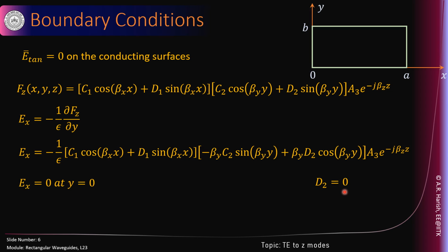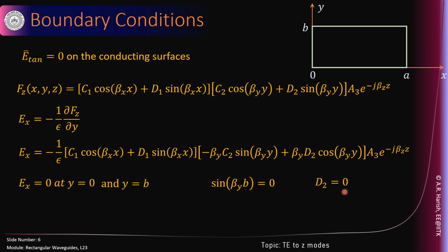This is an important element in the solution process. What I am saying keeps repeating every time. So I am going to be stressing it now. Later on, I'll simply say that Ex equal to 0 at y equal to 0 implies D2 equal to 0. It will become very easy for you to follow.